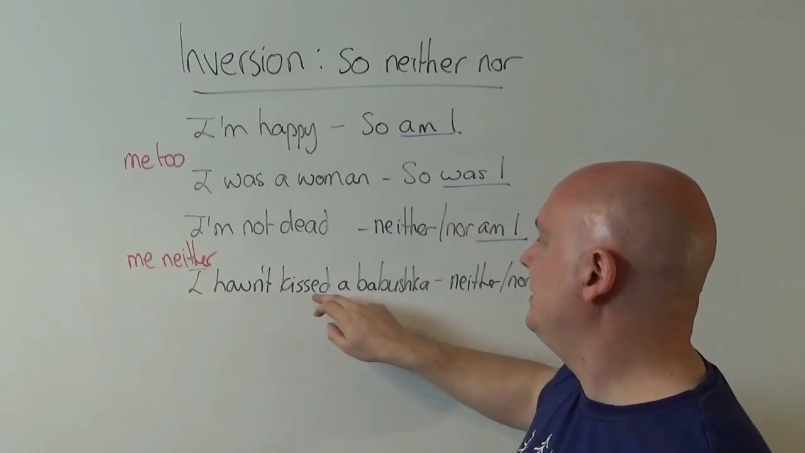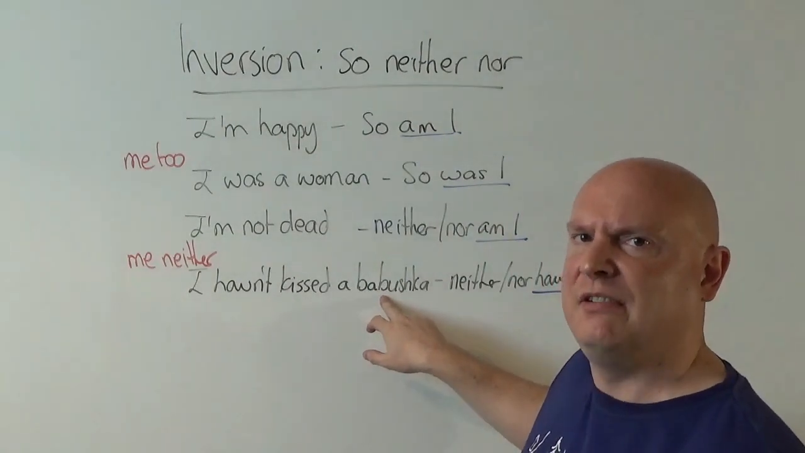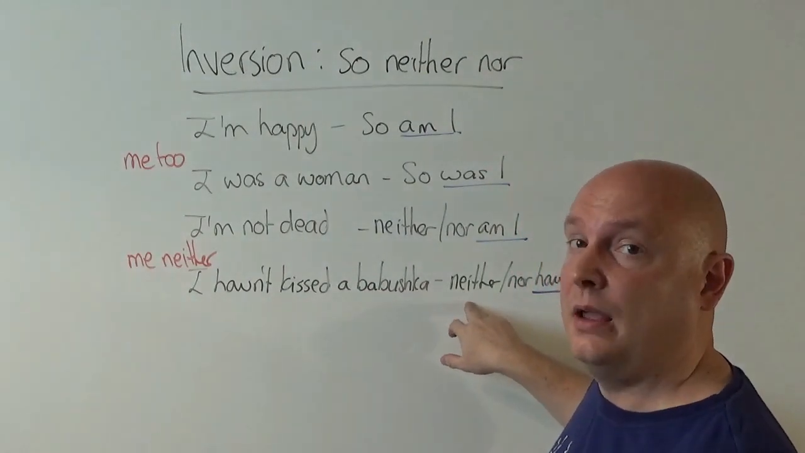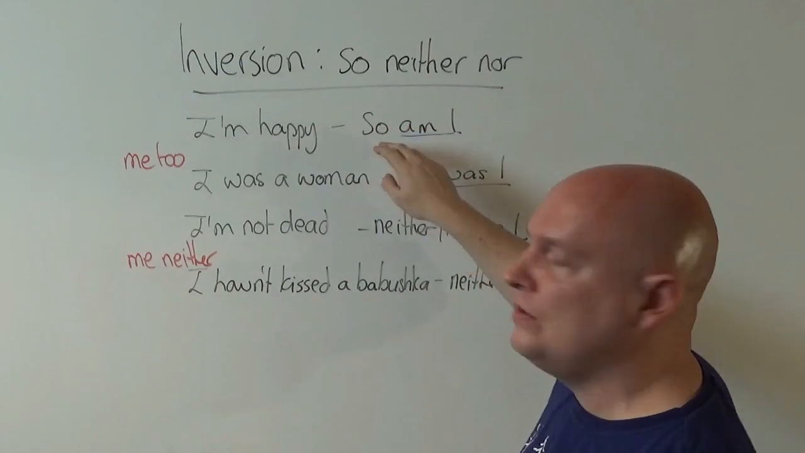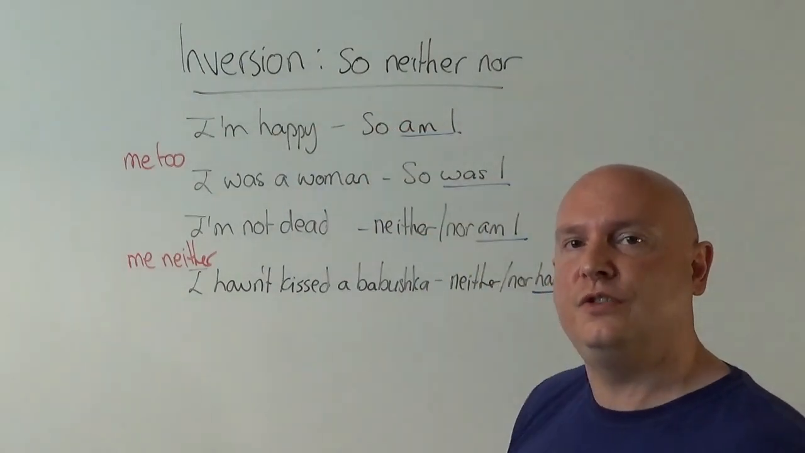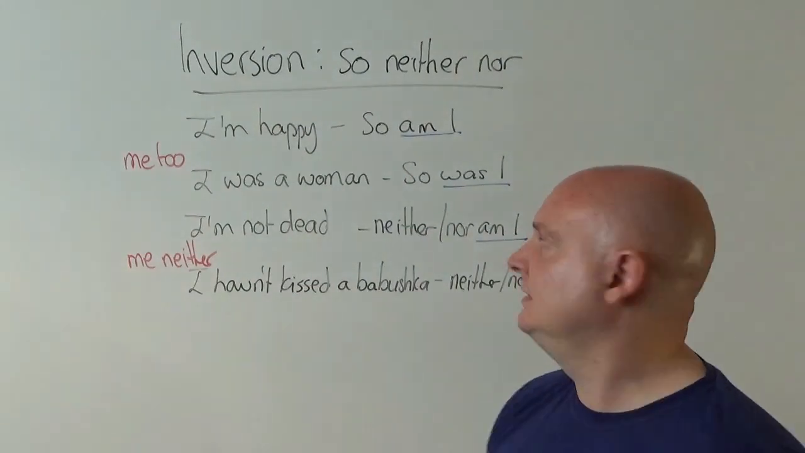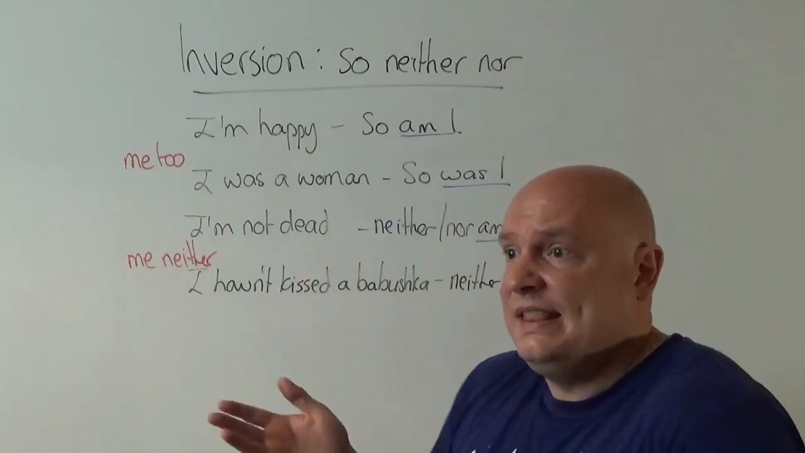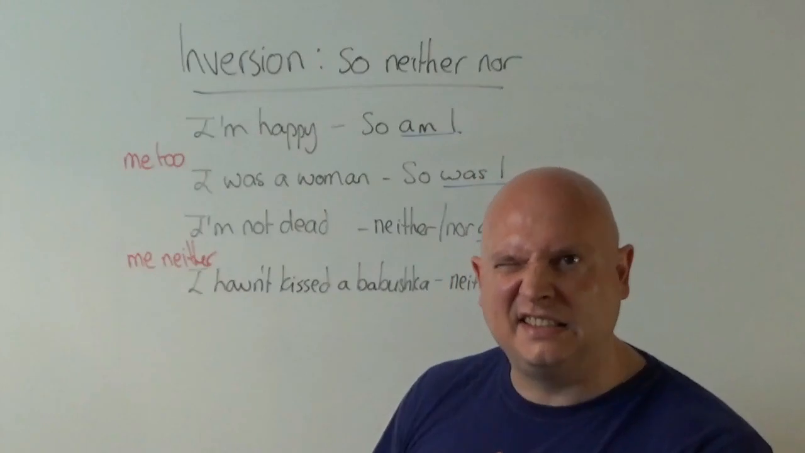I haven't kissed a babushka. A babushka is a Russian word for an old lady. They're very special. I haven't kissed a babushka. Neither have I yet. Now, if I want to make this more emotional, I can use my intonation here. I'm happy, so am I. I was a woman, so was I. I'm not dead, neither am I. I haven't kissed a babushka, nor have I yet.